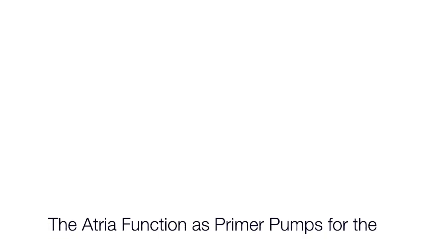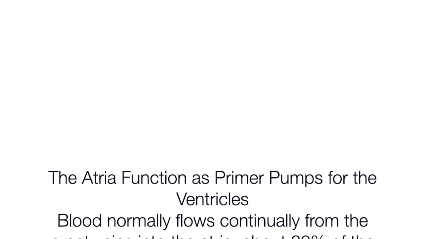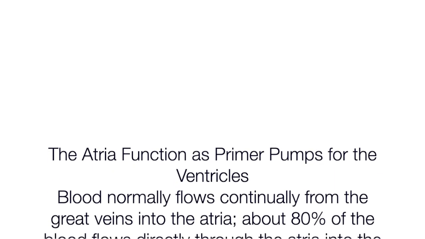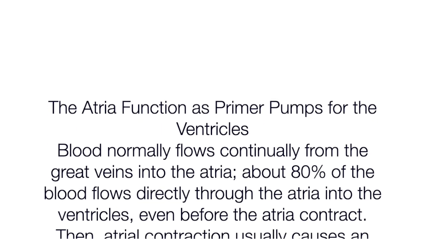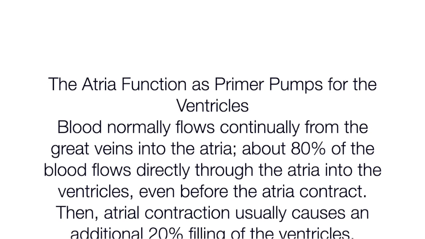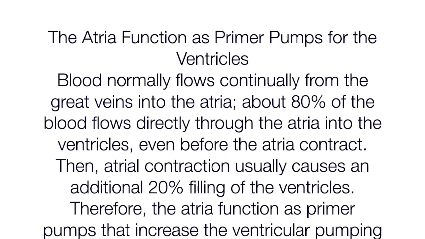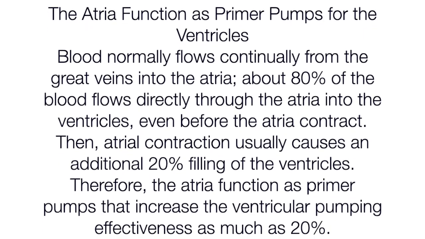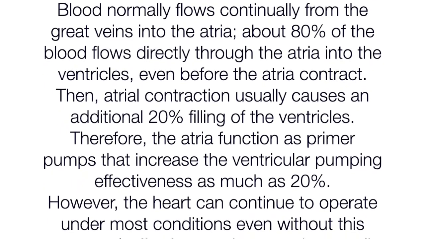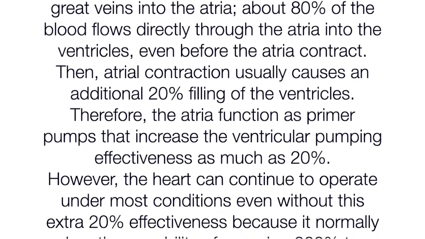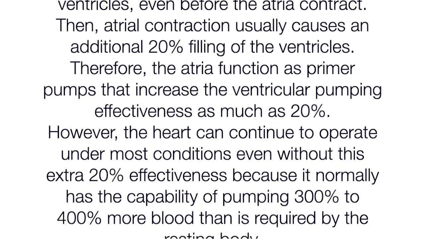The atria function as primer pumps for the ventricles. Blood normally flows continually from the great veins into the atria. About 80% of the blood flows directly through the atria into the ventricles, even before the atria contract. Then, atrial contraction usually causes an additional 20% of filling of the ventricles. Therefore, the atria function as primer pumps that increase the ventricular pumping effectiveness as much as 20%.